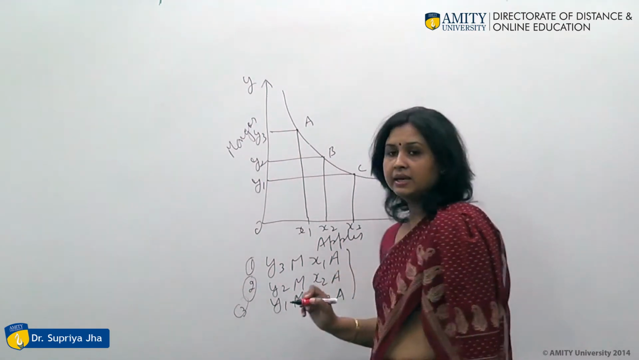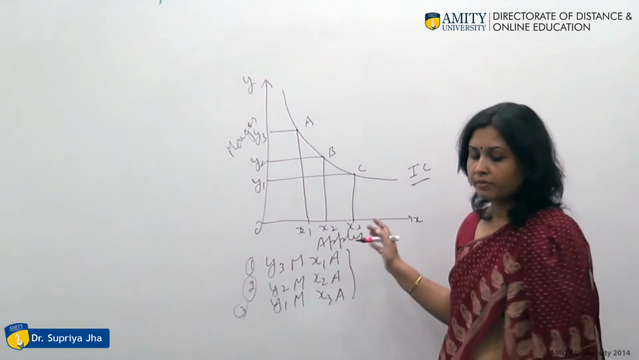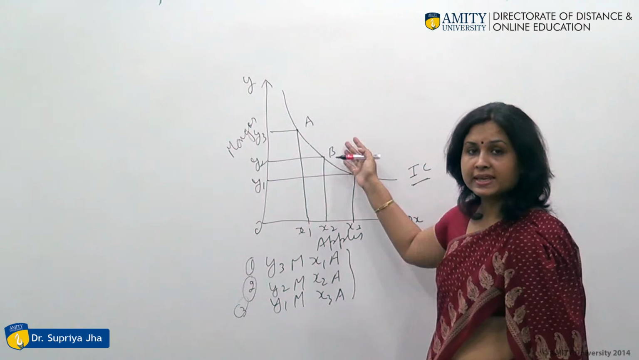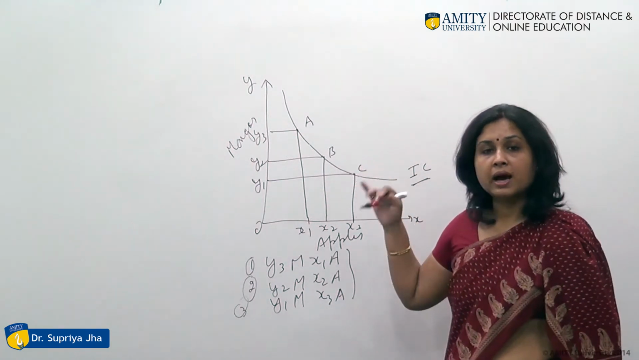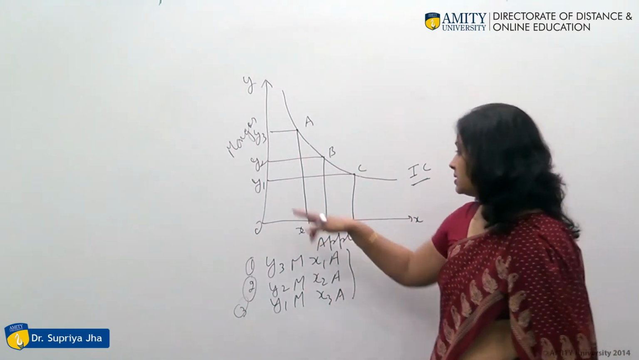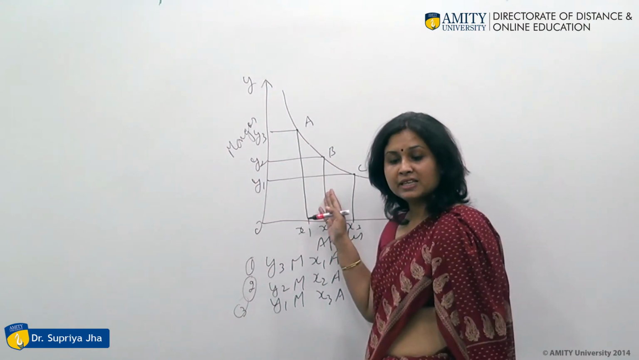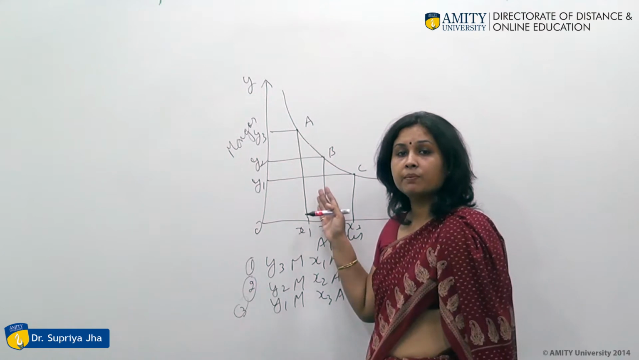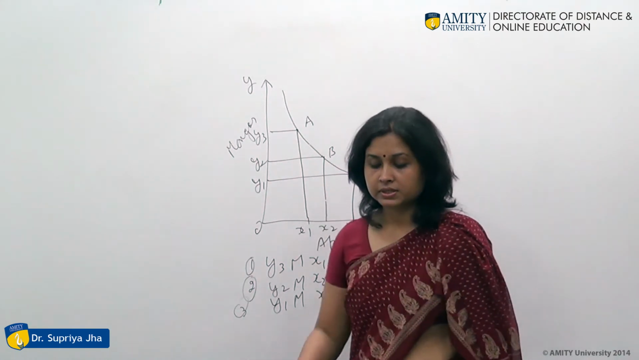The consumer is equally happy with all the combinations shown at the points A, B and C, because they all are on the same curve. So this is the explanation of the consumer's preference, and this explanation when shown on the graph is known as indifference curve.